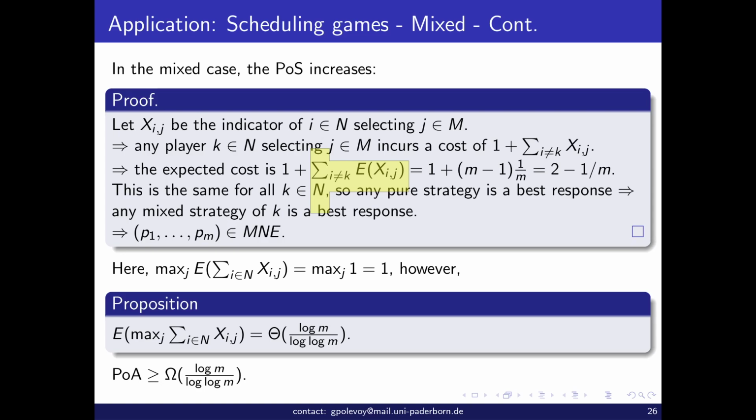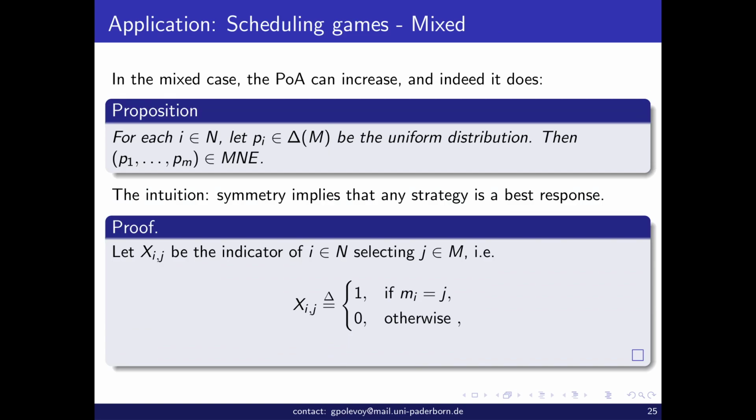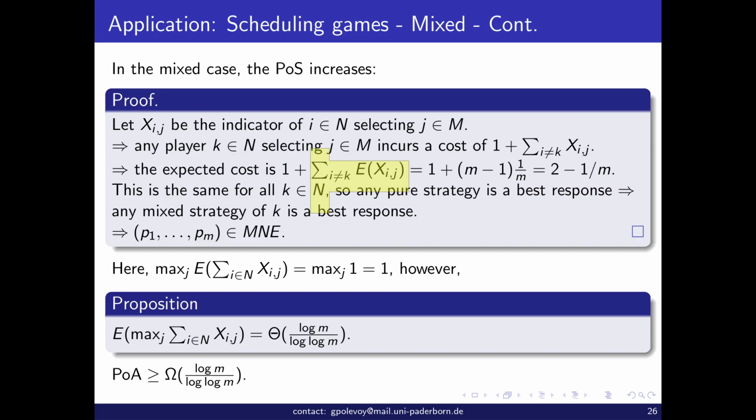So any pure strategy is the best response, because, as I said before, there is symmetry. The utility does not depend on which machine player k chooses, and therefore any pure strategy is the best response. Now, by the definition of mixing, any mixed strategy is the best response. So for any player, in particular, the uniform strategy is the best response to the uniform strategy of others.